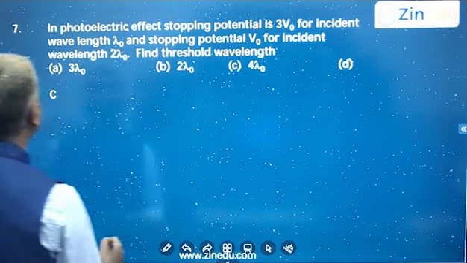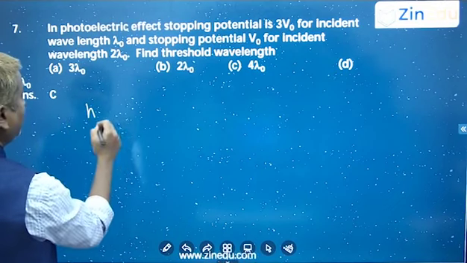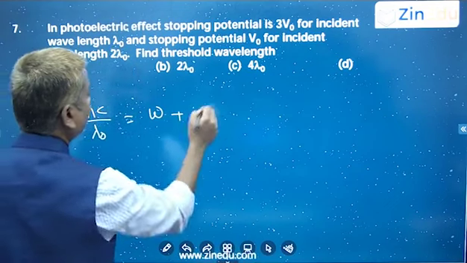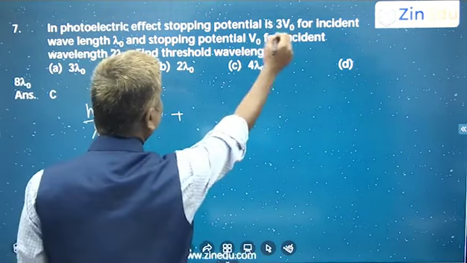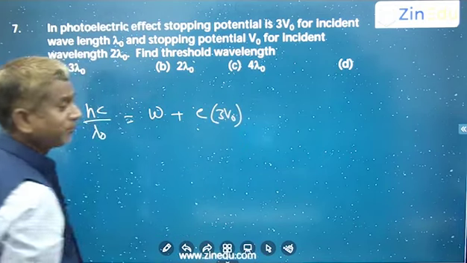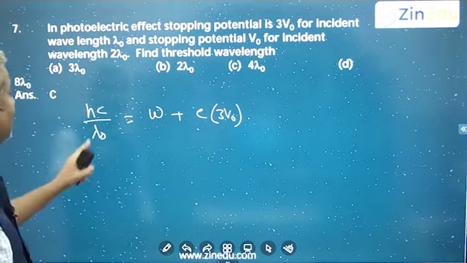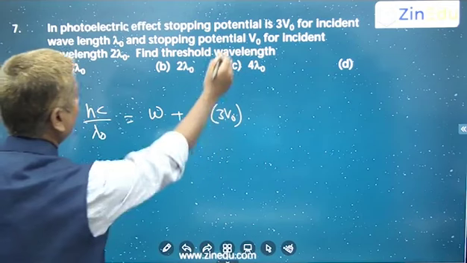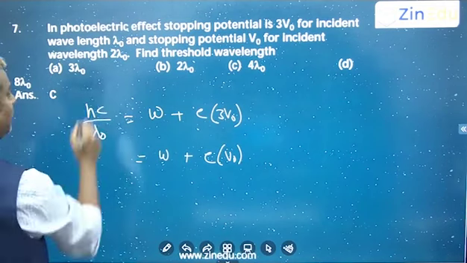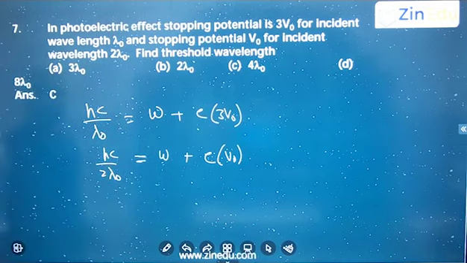So how to solve? You can use the photoelectric equation. In the first case, the energy of the photon hc by lambda naught is equal to work function plus K max, and K max you write in terms of stopping potential: e times 3V0, because stopping potential is 3V0 for incident wavelength of lambda naught. And the second equation, stopping potential V0 for incident wavelength of 2 lambda naught, so hc by 2 lambda naught, correct? Now you can use these two equations.